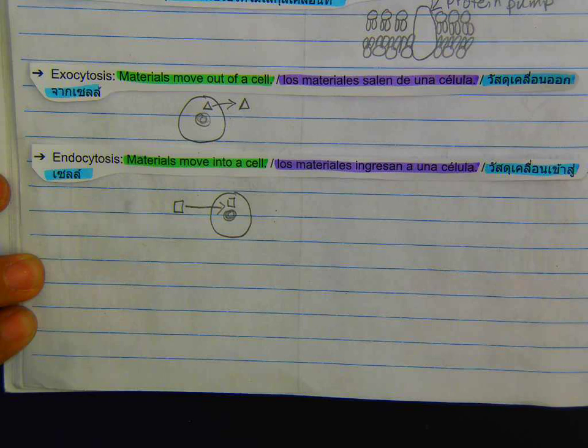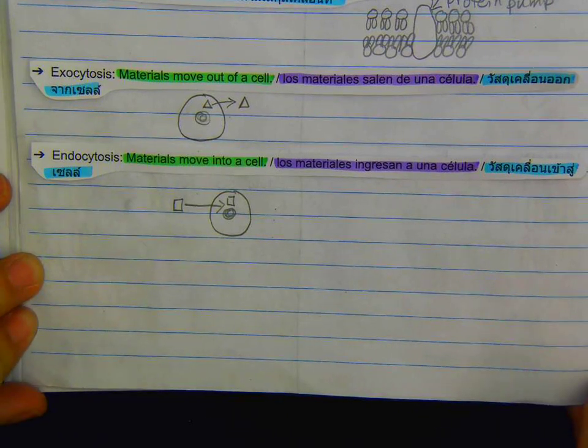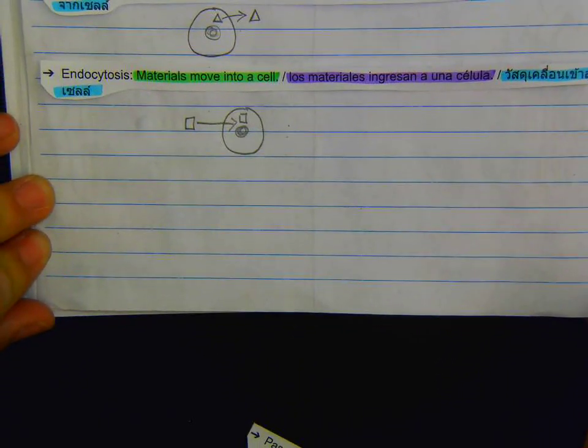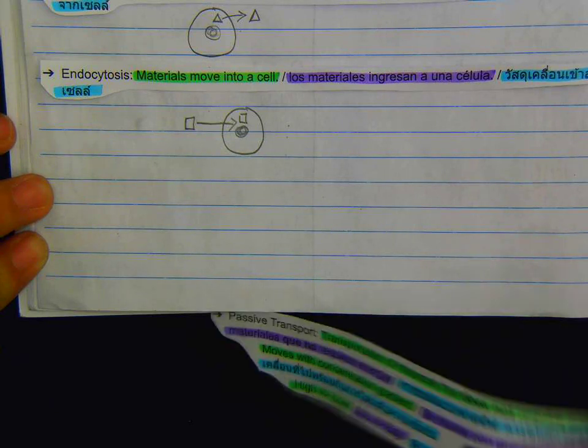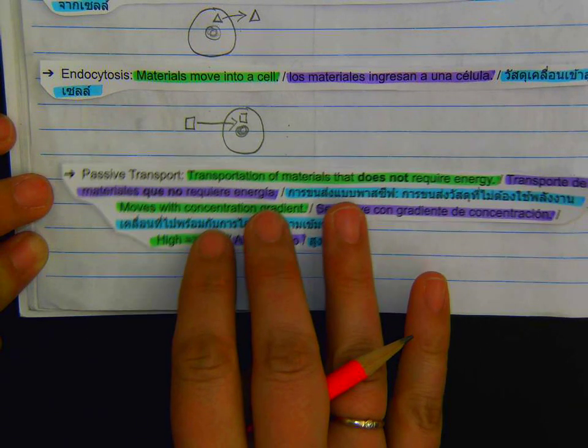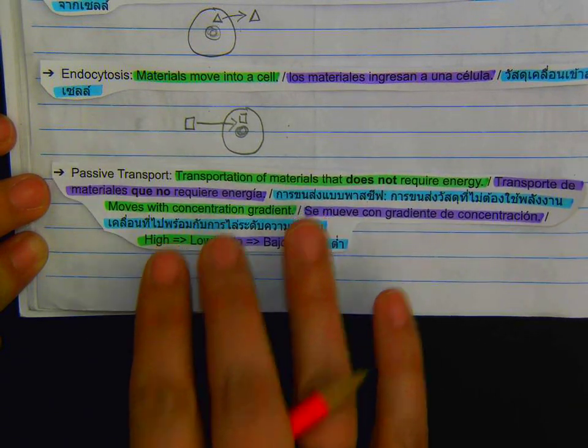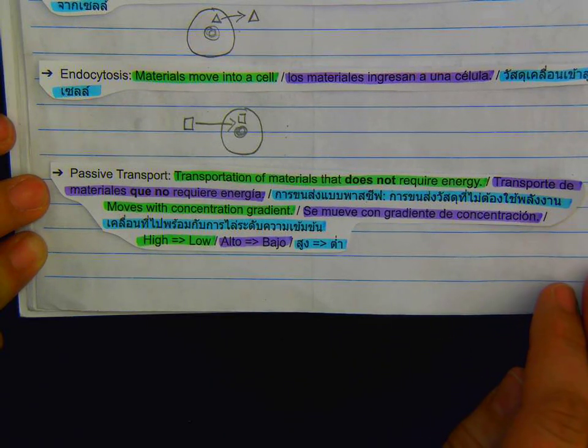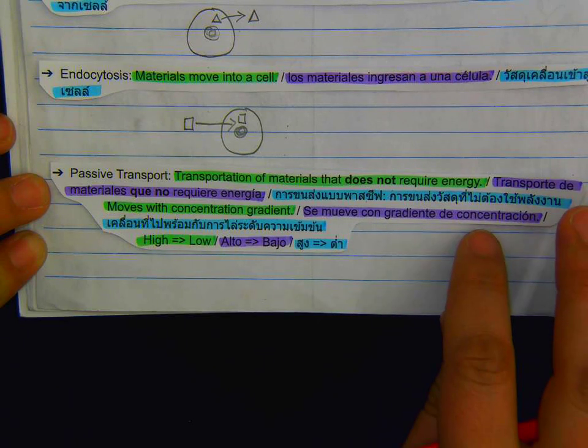But cells need to move a lot of things and have a lot of other processes that also need energy. So they can't be using all of their energy just to transport things back and forth. So instead, they also have the use of passive transport. Now, passive transport is the transportation of materials that does not require energy.